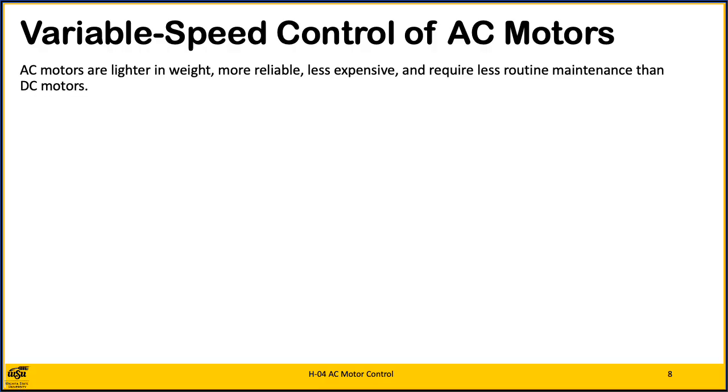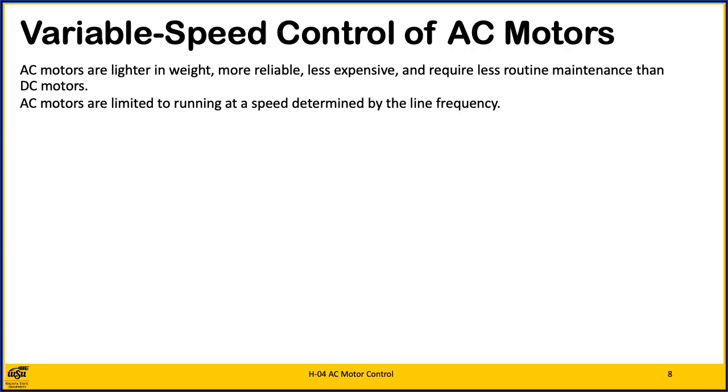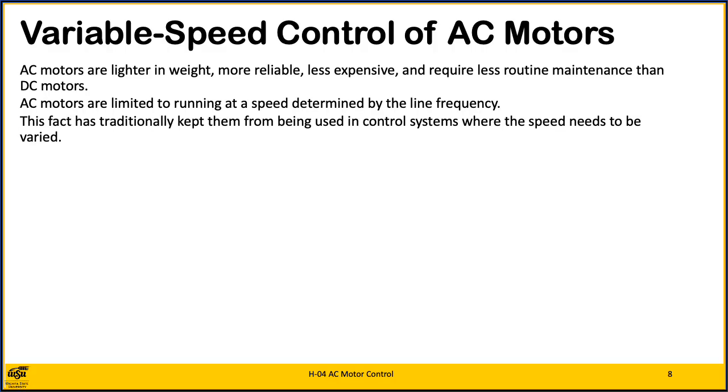AC motors enjoy many advantages over DC motors. They are lighter in weight, more reliable, less expensive, and require less routine maintenance. And although small speed changes can be made by changing the voltage, AC motors are essentially limited to running at a speed determined by the line frequency. This fact has traditionally kept them from being used in control systems, where the speed needs to be varied.